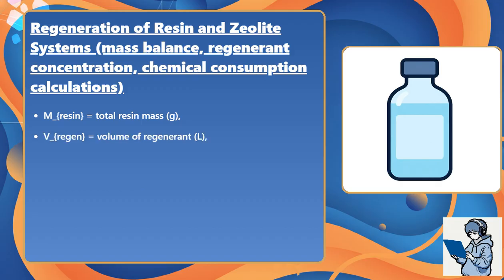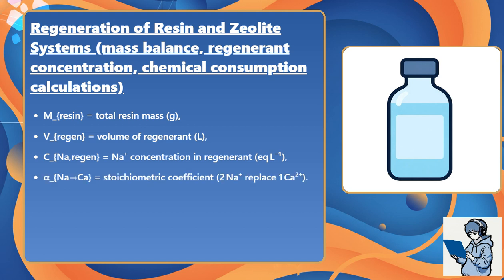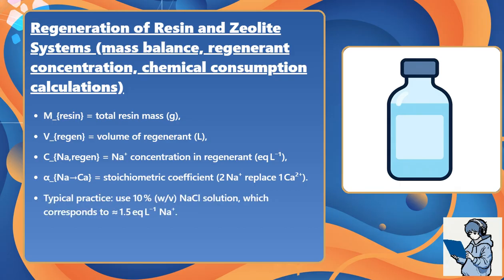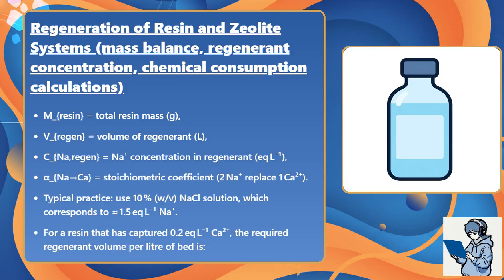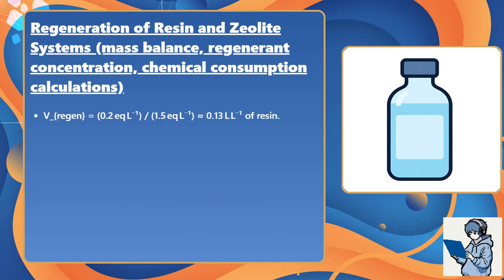V regen equals volume of regenerant, liters. C Na regen equals sodium concentration in regenerant, equivalents per liter. Alpha Na to Ca equals stoichiometric coefficient. 2 sodium ions replace 1 calcium ion. Typical practice: use 10% weight per volume sodium chloride solution, which corresponds to approximately 1.5 equivalents per liter sodium. For a resin that has captured 0.2 equivalents per liter calcium, the required regenerant volume per liter of bed is V regen equals 0.2 equivalents per liter divided by 1.5 equivalents per liter, approximately 0.13 liters per liter of resin.